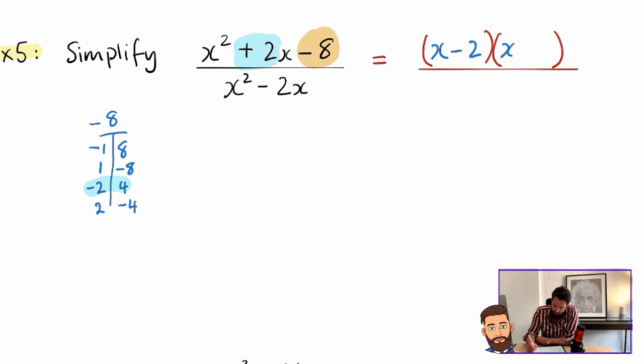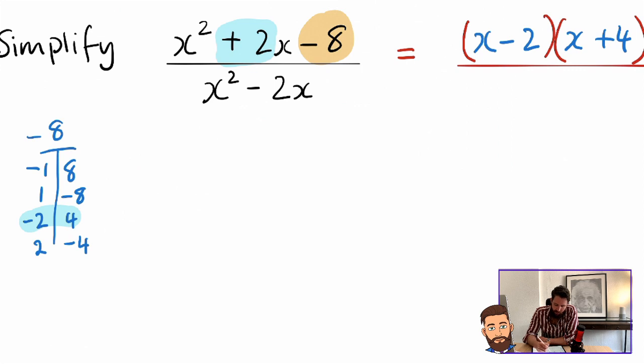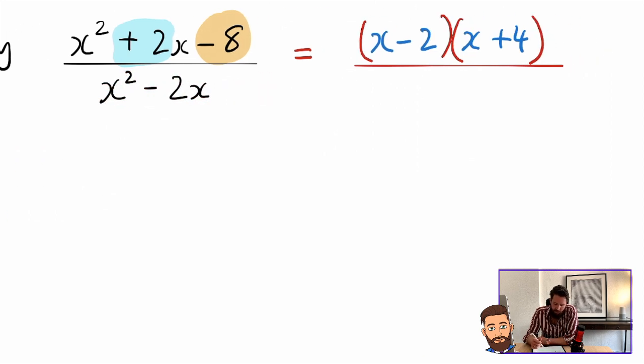-2 and x +4. So now we need to deal with this bottom one. Well, this bottom one's a bit weird because it doesn't have a c. It's got an ax squared and it's got a bx, but it doesn't have the plus c. So this will not go to two brackets.